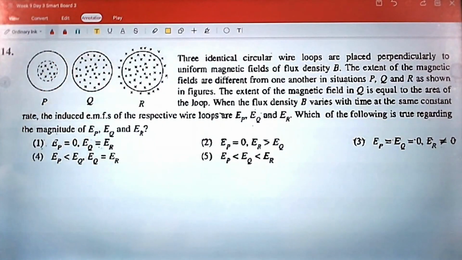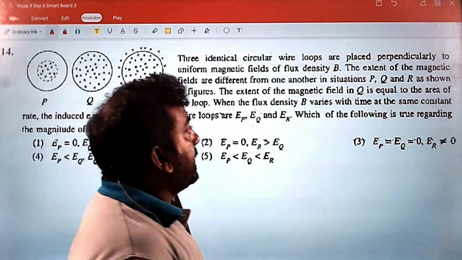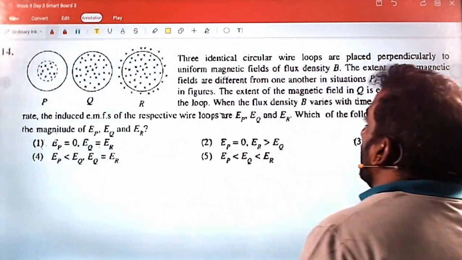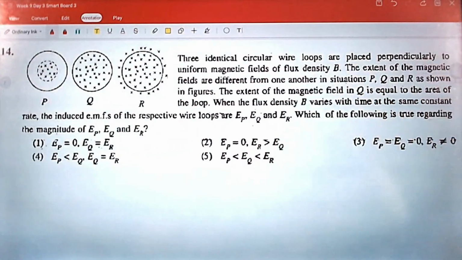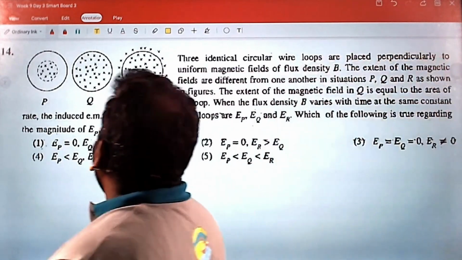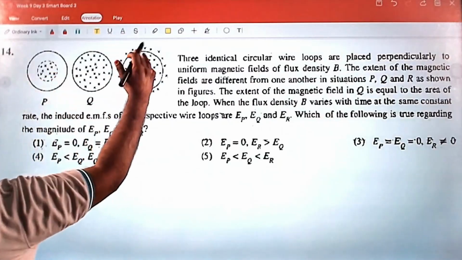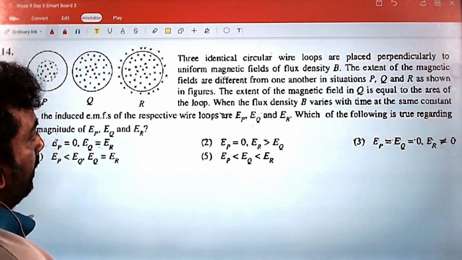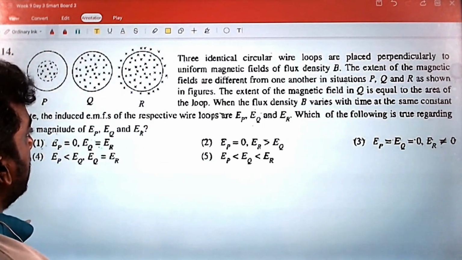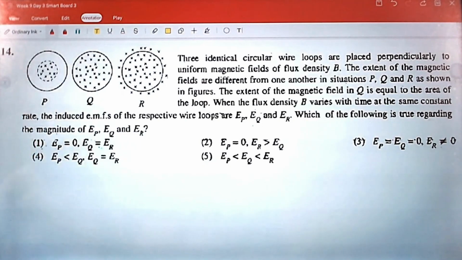3 identical circular wire loops are placed perpendicular to uniform magnetic field of flux density B. The extent of the magnetic fields are different from one another. P, Q, R are shown in the figure. The extent of the magnetic field Q is equal to the area of the loop. So here area of the loop, here smaller, here bigger. When the flux varies, the induced EMF, right? What can you say about the induced EMF?